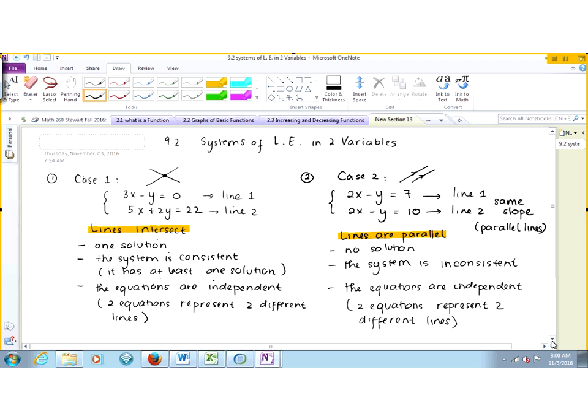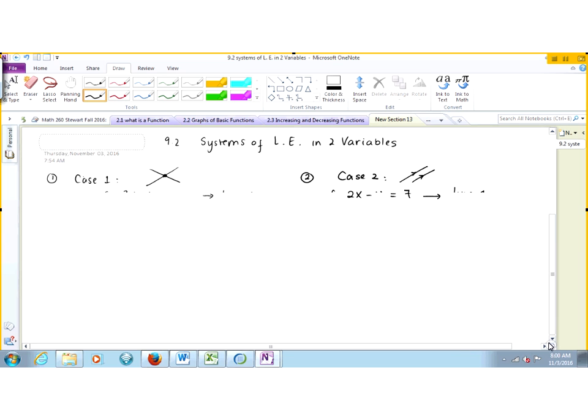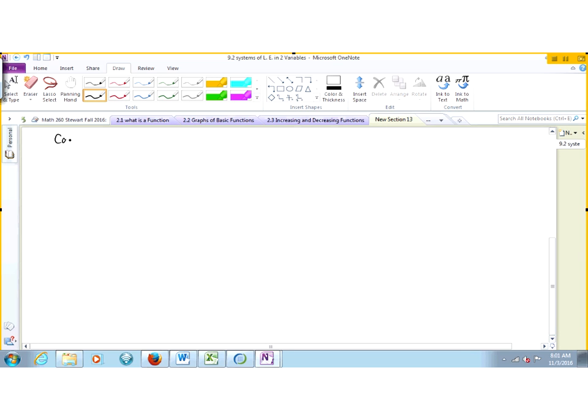So the next one, case 3. Yeah, okay. So next one is case 3. This is the third one. So suppose you have, let's just say, 5x minus 3y is equal to 15. And then 10x, negative 10x plus 6y is equal to negative 30.